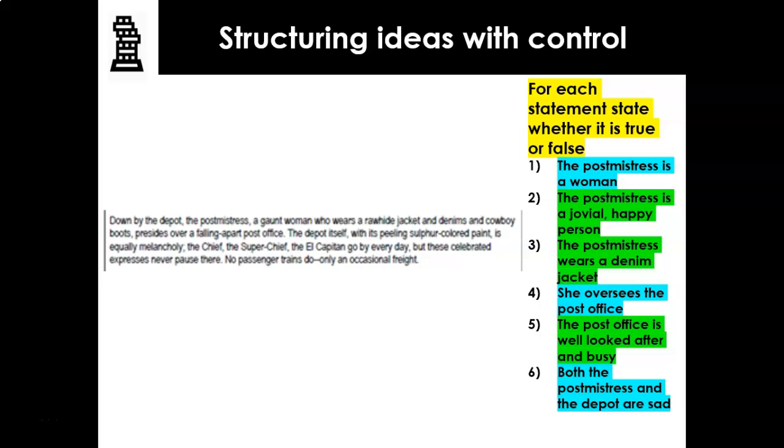Okay. The postmistress wears a denim jacket. She's wearing a rawhide jacket. Rawhide means to be made from like kind of like a type of leather, animal hide basically. So she's dressed for the outdoors. She is a cowgirl kind of in her outfit, if you can visualize that. Jacket and denim jeans. Okay, she oversees the post office. Absolutely. That word presides, oversees is a synonym. It comes from presidency, to be president over something. So like we said before, she is boss of the post office.